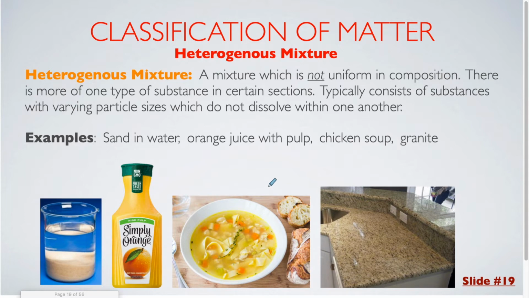If you had something like chicken soup, you have the noodles, the chicken, the vegetables, which are all spread out within that liquid. And if you had something like granite, so you have the different types of little stones that are fit within the larger structure. So these would all be examples of heterogeneous mixtures.